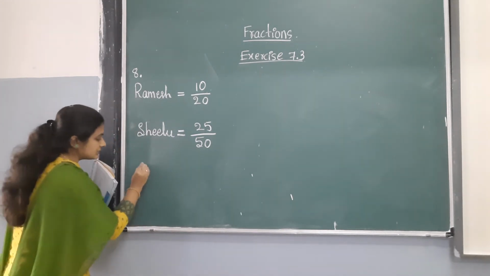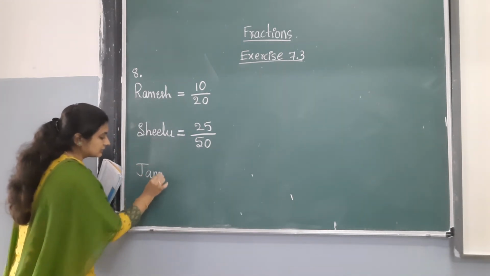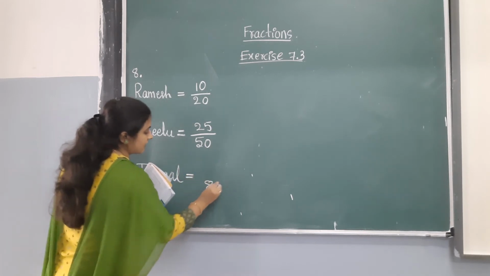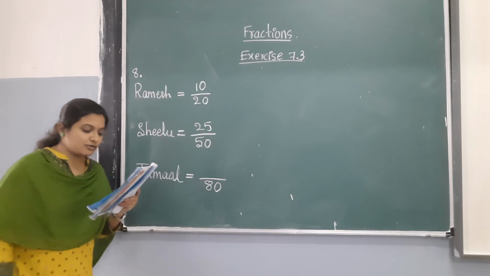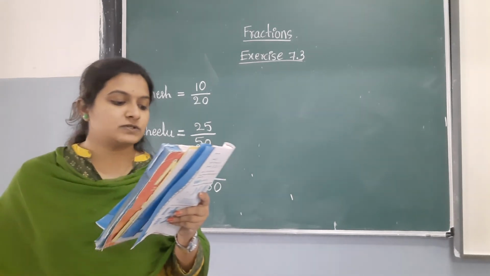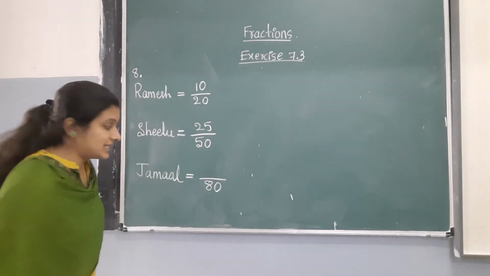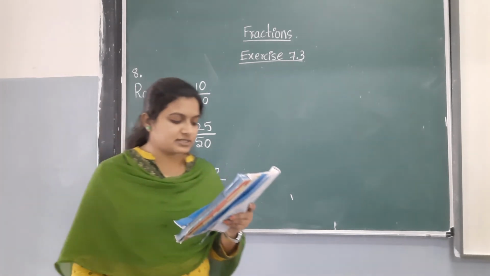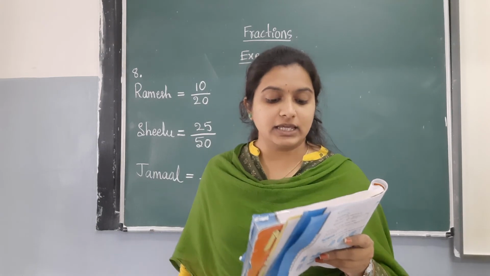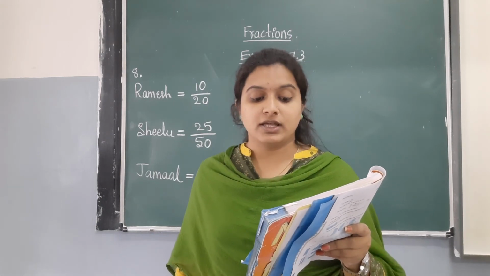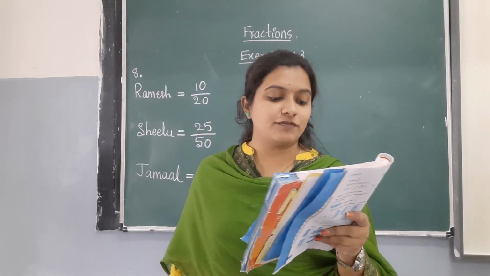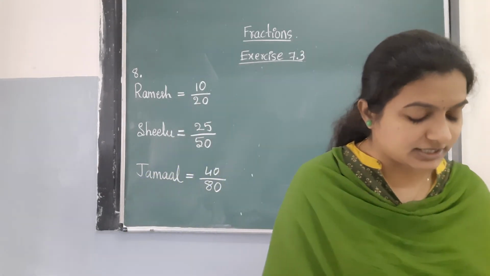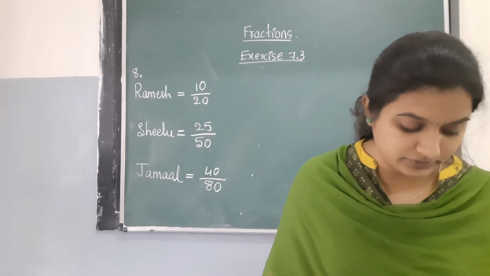Next, Jamal, how many pencils was he having? 80. In that, how many did he use? Jamal used up 40 pencils. So what is the next question? See then, what fraction did each use up? Check if each has used up an equal fraction of his pencils.